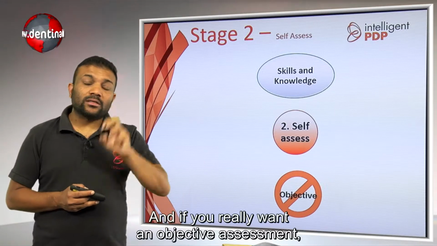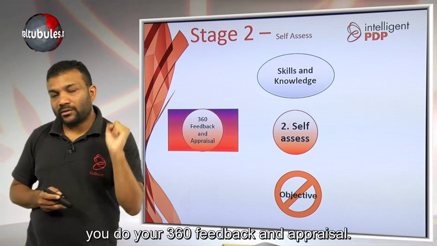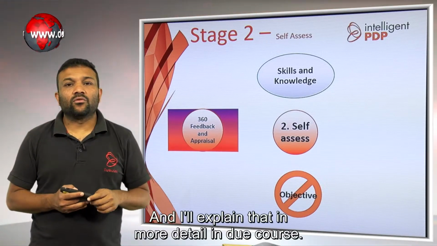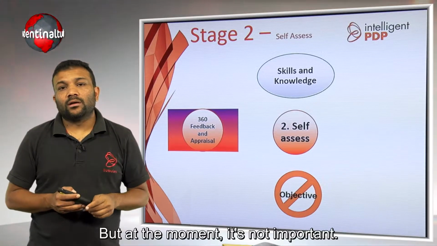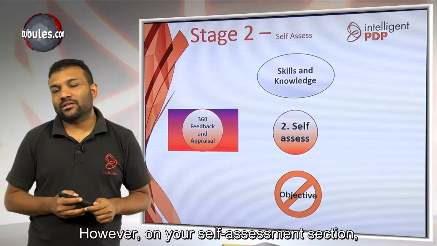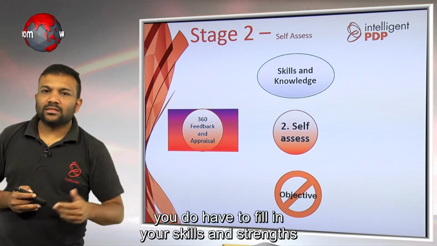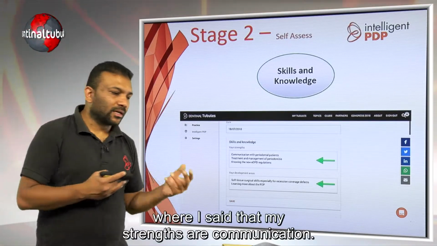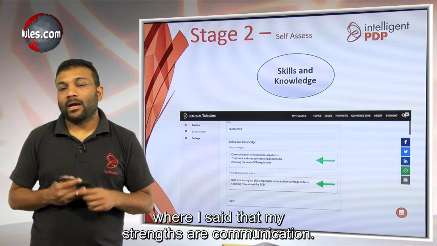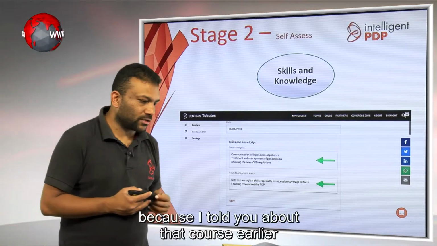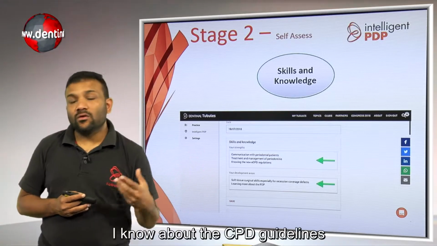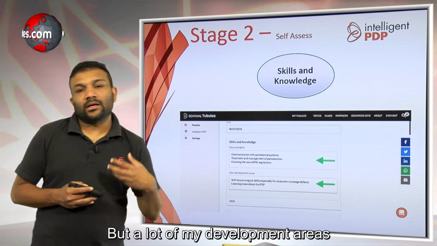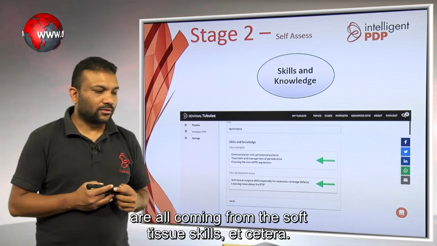If you really want an objective assessment, you do your 360 feedback and appraisal. I'll explain that in more detail in due course, but at the moment, it's not important. However, on your self-assessment section, you do have to fill in your skills and strengths and development areas, like I've done across there. I said that my strengths are communication. I know my strengths are communication because I told you about that course earlier in the video. My strength is I know about the ECPD guidelines and I know about PDP more. But a lot of my development areas are all coming from the soft tissue skills, etc.